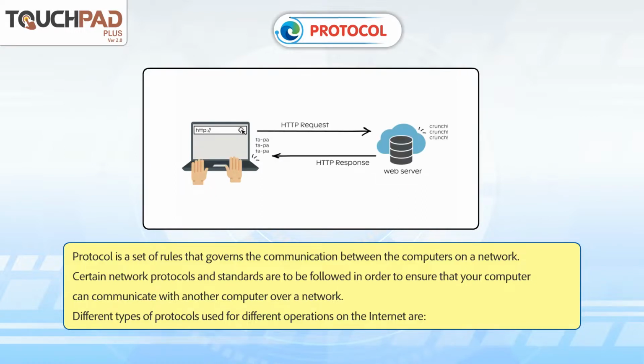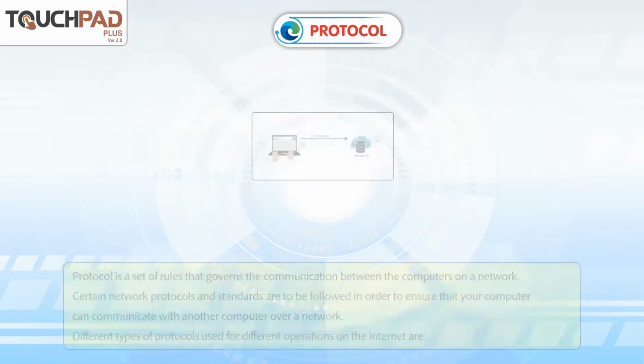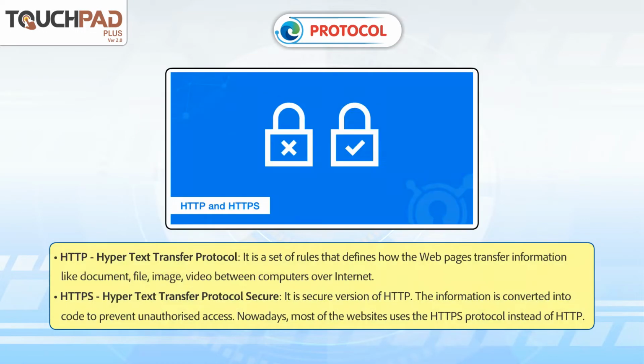Different types of protocols used for different operations on the internet are HTTP, Hypertext Transfer Protocol. It is a set of rules that defines how the web pages transfer information like document, file, image, video between computers over internet.